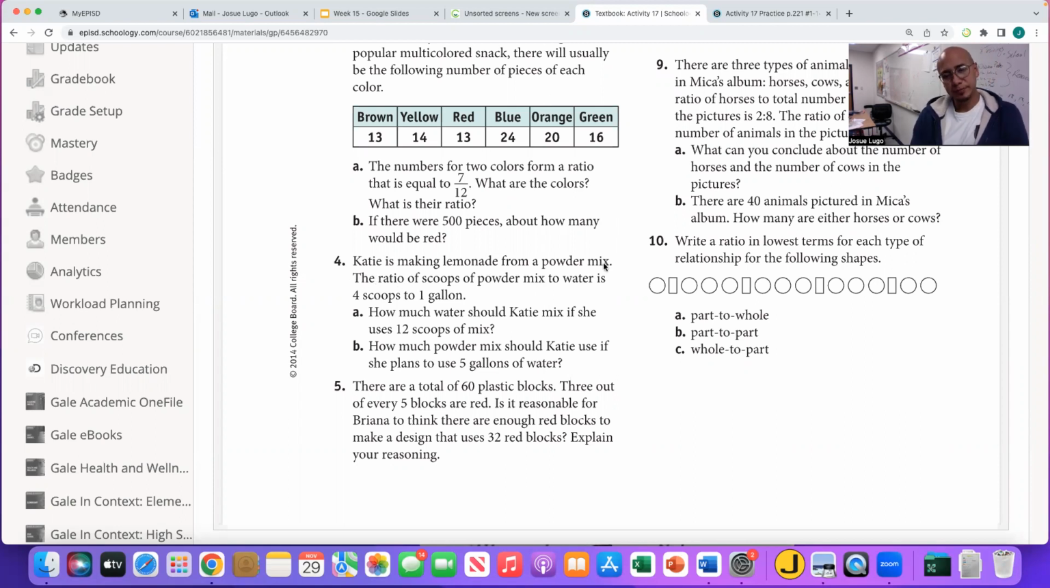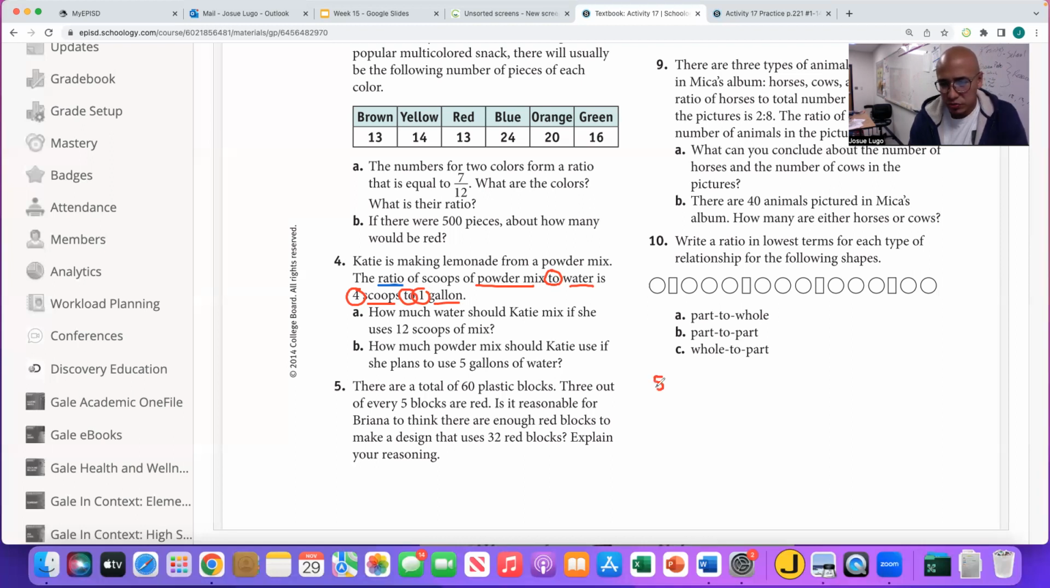So Katie's making lemonade from a powder mix. The ratio, okay, that's important, ratio of scoops of powder mix. So we're going to be mixing the powder mix to water. Those are the two things that we're comparing. Powder mix to water is 4 scoops of powder mix to 1 gallon. So scoops of powder mix to gallons of water. Okay, so you can either write powder or water. I'm going to use scoops and gallons. So what are the two things that we're comparing here, ladies and gentlemen? Let's go ahead and write that already.